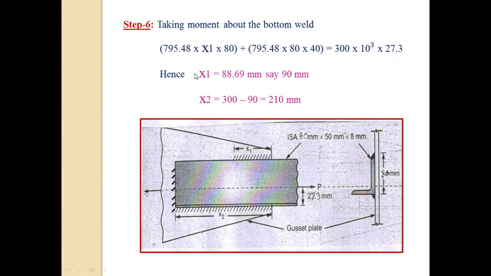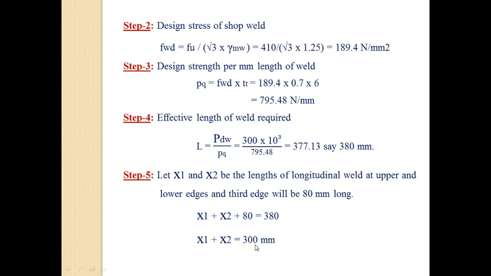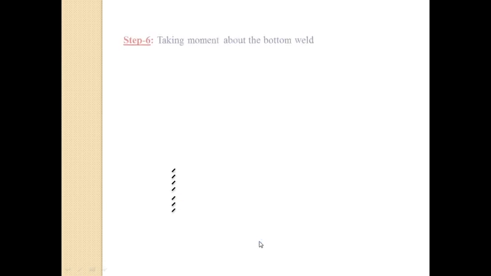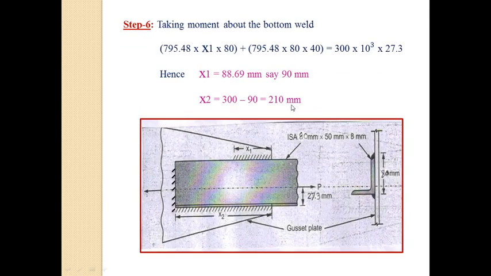The value of x1 is equal to 88.69 mm, or we can say 90 mm. We know the total weld length is 300 mm, so x1 plus x2 is equal to 300. We calculated x1 as 90 mm, so x2 is equal to 300 minus 90, that is 210 mm. And finally we can draw the figure like this.